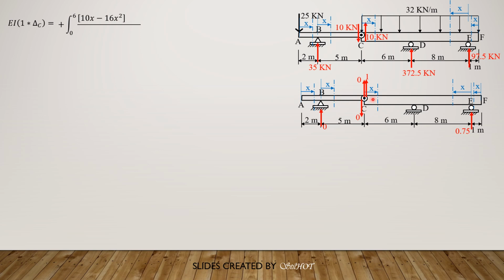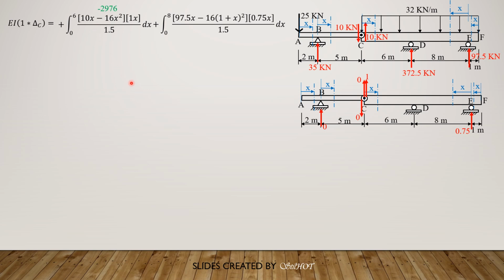So we begin with the portion CD. So integral of 10x minus 16x squared. The moment in this section due to the virtual load is 1x divided by 1.5, from 0 to 6. Then for the last section, integral 0 to 8. So we copy the integral of 97.5 times x minus 16 times (1 plus x) squared. Then the moment here is 0.75 times x over 1.5.